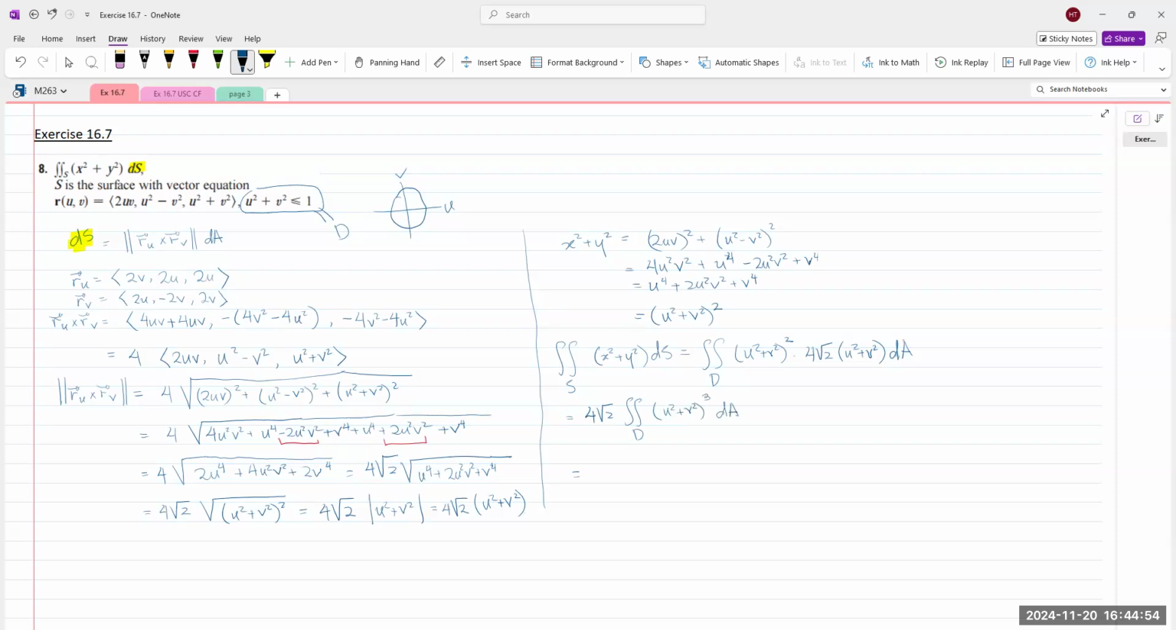Now, based on what it looks like, that's a unit disk, so I will just make it polar. Integral from 0 to 2 pi, integral from 0 to 1, u squared plus v squared becomes r squared, cubed, times r dr d theta. It is independent of theta, so I have that 2 pi. Okay, and this is r to the 7th. So when you integrate, it becomes 1/8 r to the 8th. It cancels nicely, so we get 2 square root of 2 pi.